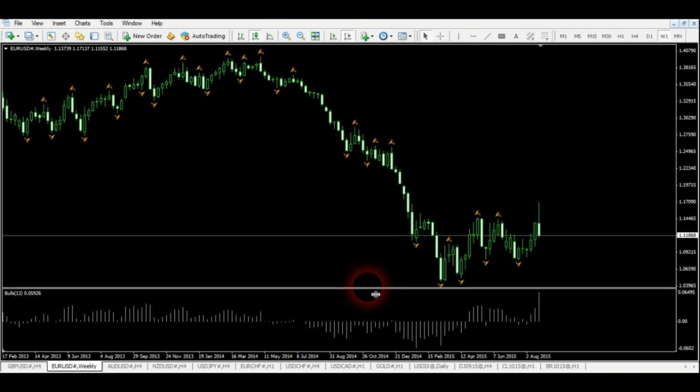The bull's power indicator means bull's power. It's a thing in the market that we say bull and bear. Bull gives power to the buyers, and bear says the power of the sellers. There's something about bulls and bears.